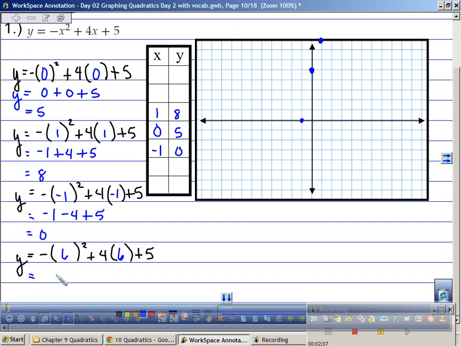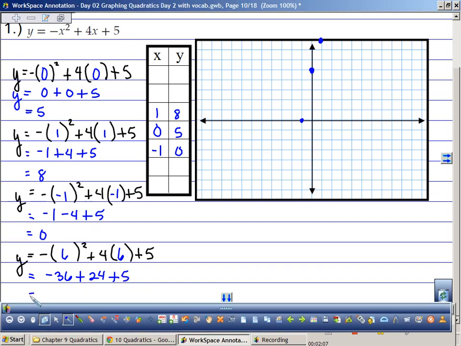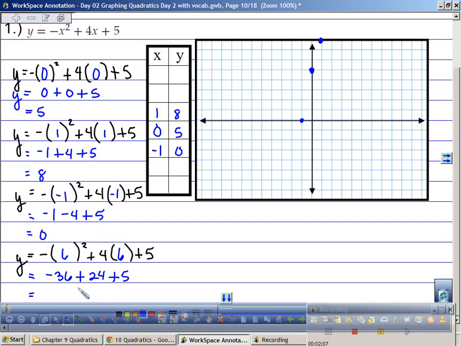So if I put in 6, I get negative 36 plus 24 plus 5. What's that? Negative 7. 24 plus 5 is 29. Negative 7. So if you went over 1, 2, 3, 4, 5, 6, you'd have to go 1, 2, 3, 4, 5, 6, 7. You'd be down here. Let's pick something that's a little bit more realistic. So obviously this graph is going like this.